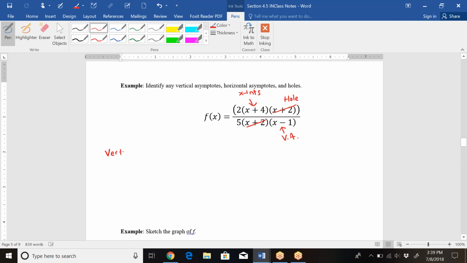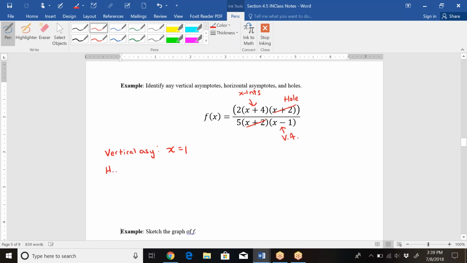So our vertical asymptote, when you write this, it should be x equals, it's an equation, and it's whatever this would be if you solved it. So x minus 1, you'd add 1 over to the other side. So x equals 1 is my vertical asymptote.